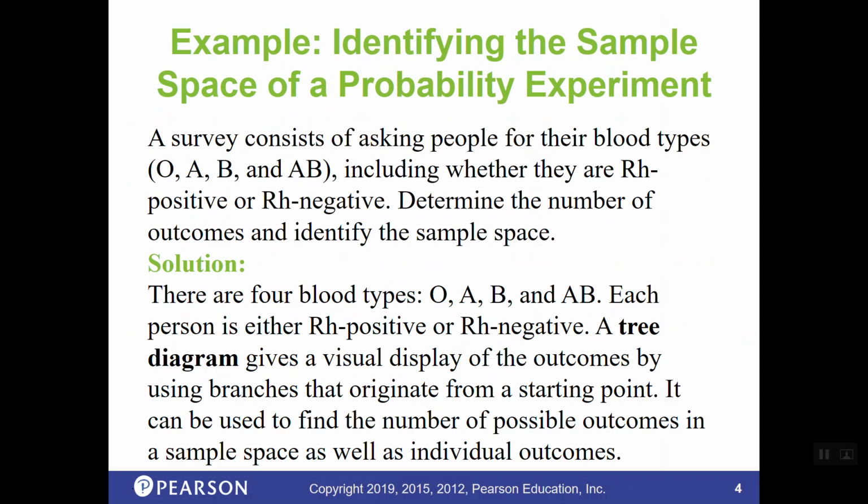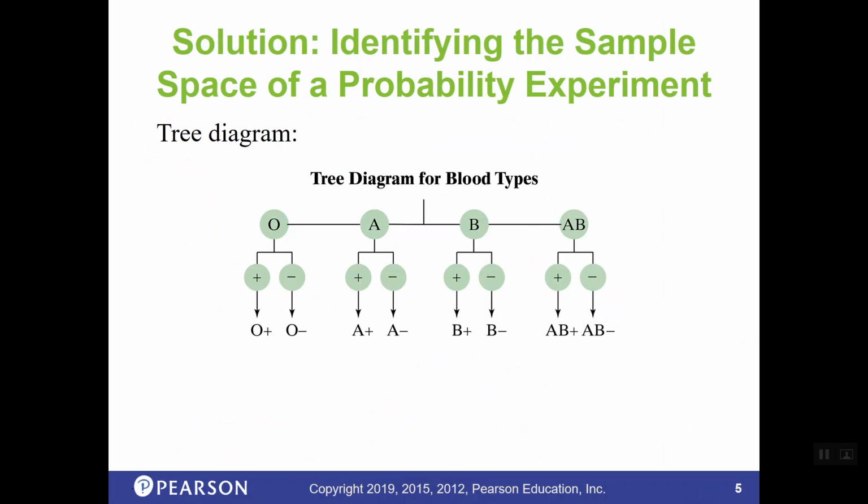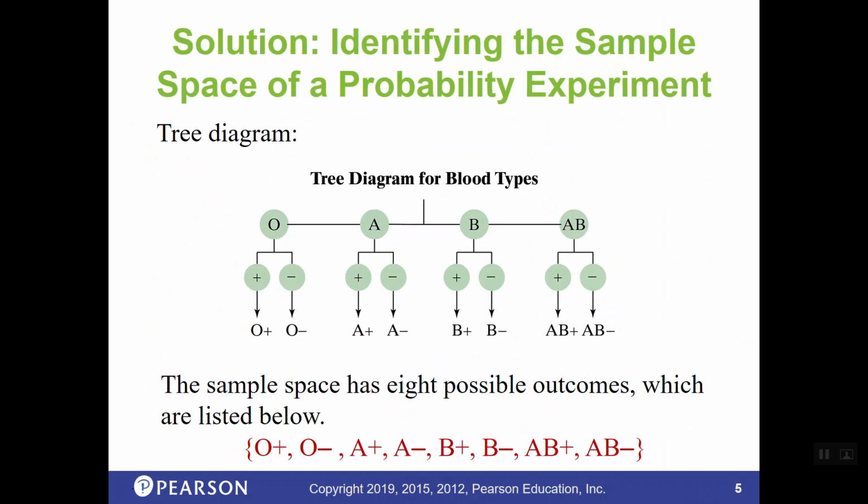A tree diagram gives a visual display of the outcomes by using branches that originate from a starting point. It can be used to find the number of possible outcomes in a sample space as well as individual outcomes. So the tree diagram really helps you see how to generate the sample space.